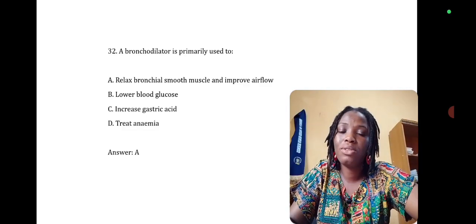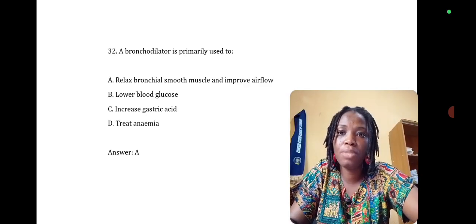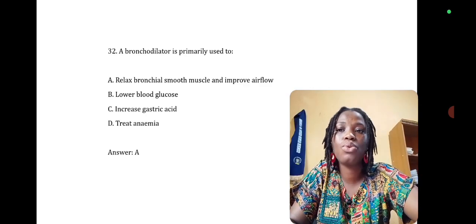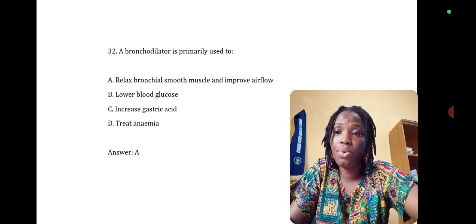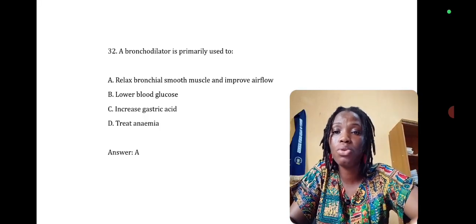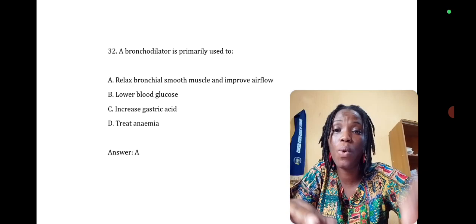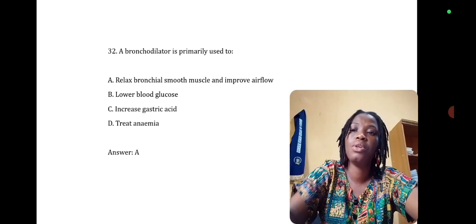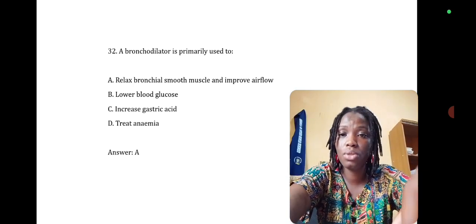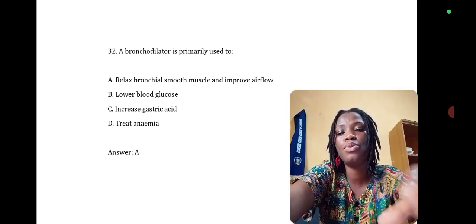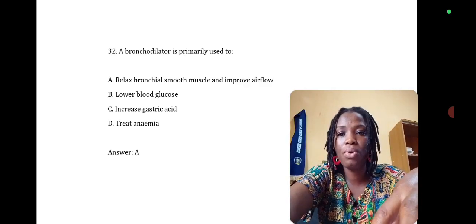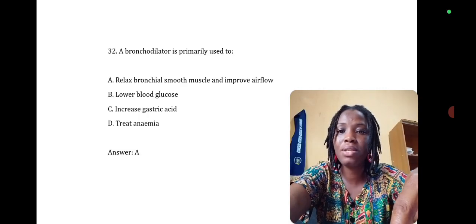Bronchodilators are like the Ventolin that you use during an asthmatic attack. What they do is help to relax the bronchi, the smooth muscles, and they improve airflow in and out of the lungs. There are different types of bronchodilators, but they all do the same thing: relax the bronchi and make you breathe better.